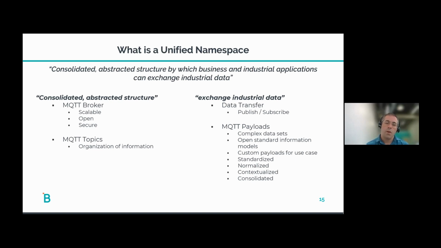And finally, what we're moving around is actually data payloads. MQTT has this concept of a payload where you can create a complex set of data. You can utilize standard information models, maybe some that are available via various industry groups, or you can customize your payloads specific to the use cases that you're trying to solve for. And we use these payloads to normalize and contextualize and consolidate the information.